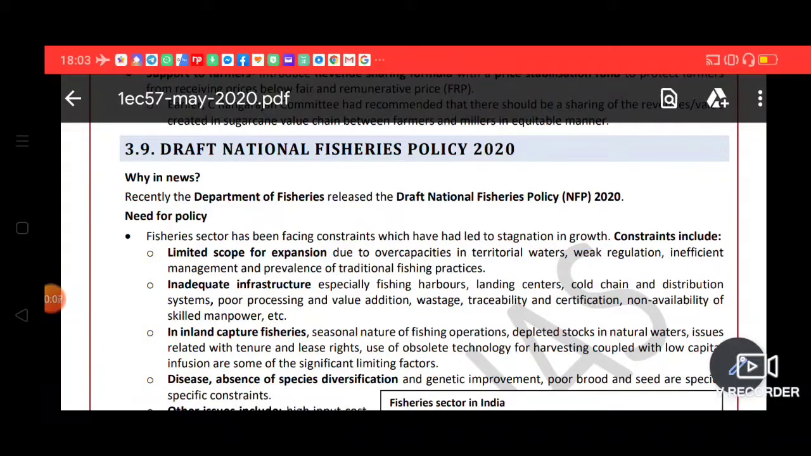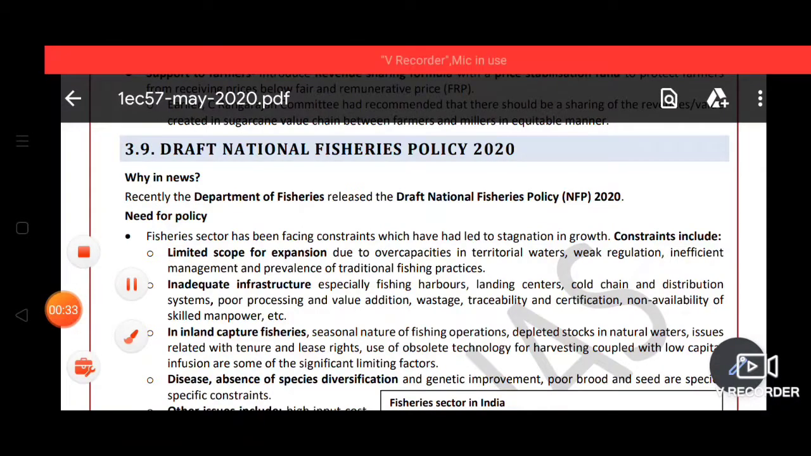This is Vision Magazine for the month of May and the subject is economics. Today we are going to cover agriculture in economics. The first article that we will see is on the Draft National Fisheries Policy 2020. This is going to be an important topic since the policy has been brought by the Government of India. Recently, the Department of Fisheries released the Draft National Fisheries Policy 2020.